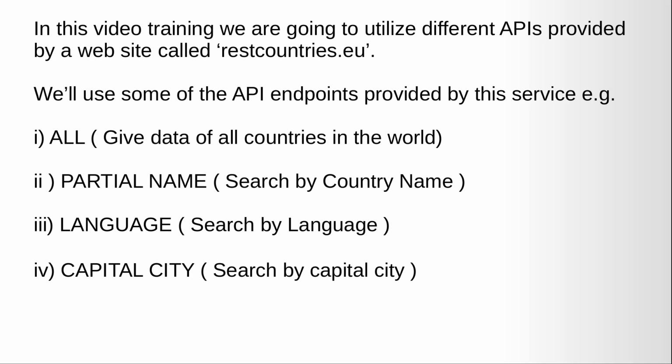In this video training we are going to utilize different APIs provided by a website called REST-countries.eu. We will use some of the API endpoints provided by this service. For example, one gives us data of all countries in the world. Then we can search by partial name, that is, search by country name. The third one is language, so you can also search the country by providing its language. The fourth one we will be using is search by capital city. For example, if you know the capital city of a country, you can view the data of that country.